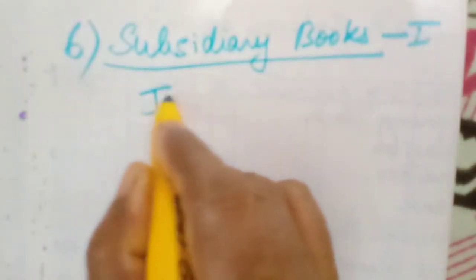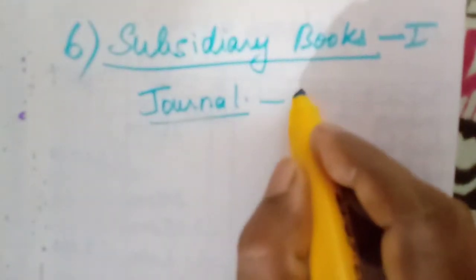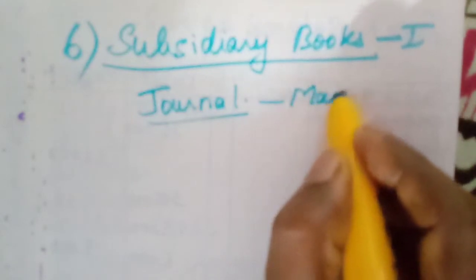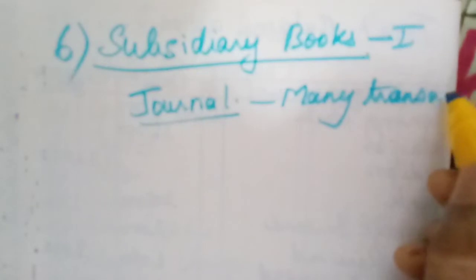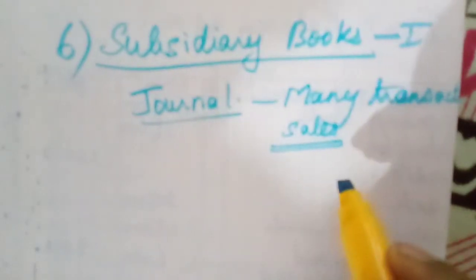Here, it is exactly like the journal. You know, in some business concerns, they will have many transactions of the same nature. For example, sales. They may have many customers to sell to. For each and every customer, if they write a journal entry, what will happen? Within 2-3 days, they may complete one big account notebook, isn't it?